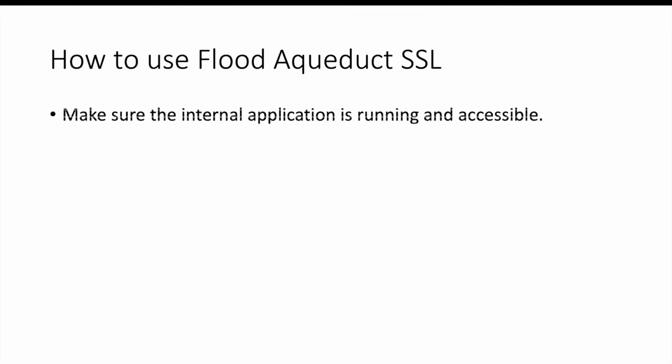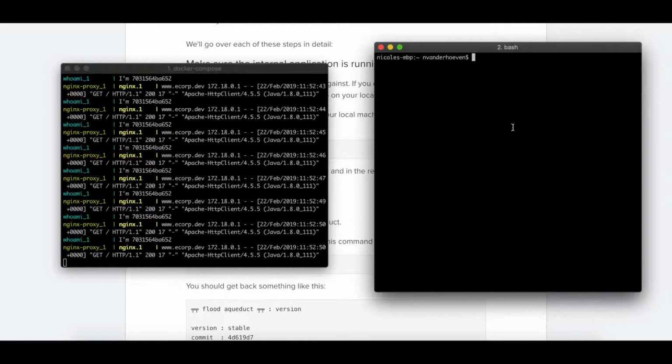Step 1. Make sure the internal application is running and accessible. The first thing you'll need is, of course, an internal application to test against. This is the web server that I'm running from my local machine.